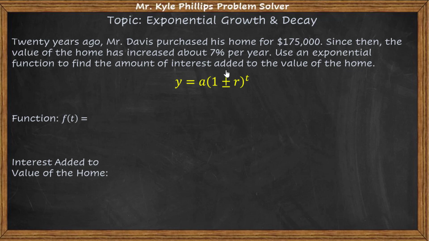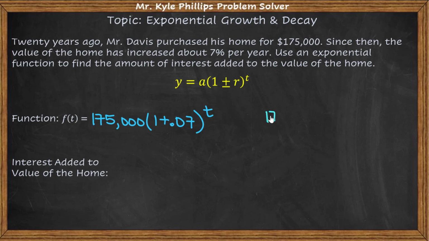So we're still going to set this up the way we normally do. y equals f of t. a is our initial amount, so that's our 175,000. It is being added, so we're going to say 1 plus the rate. So here we have 1 plus 0.07, and we would raise it to the t. Okay, this would be our function. This is the equation we're going to use to find the value of the home, but they want the interest added to the value of the home. So here's what we're going to do.